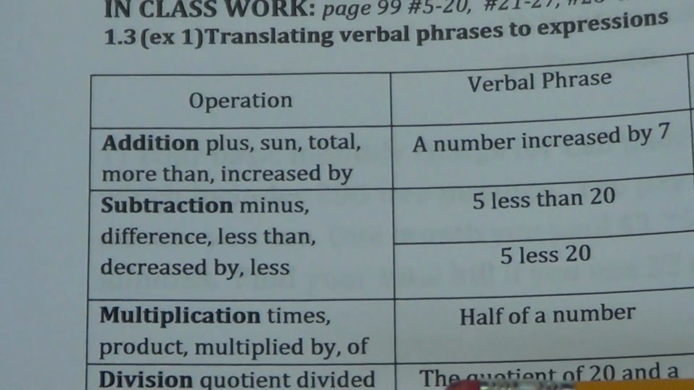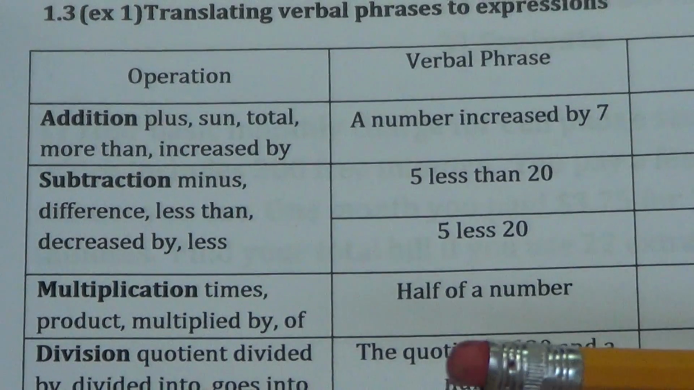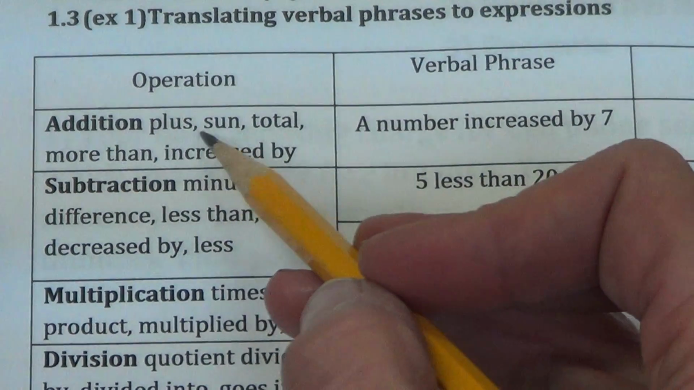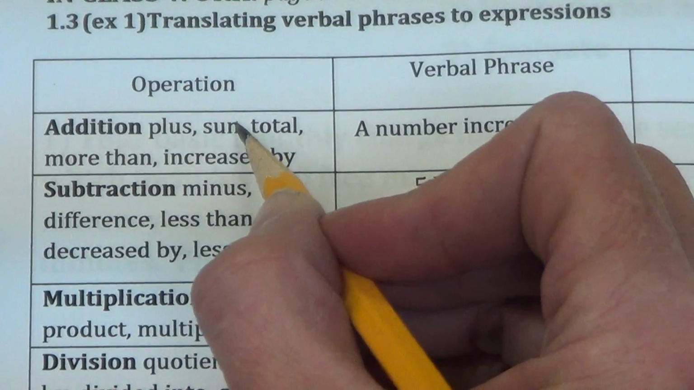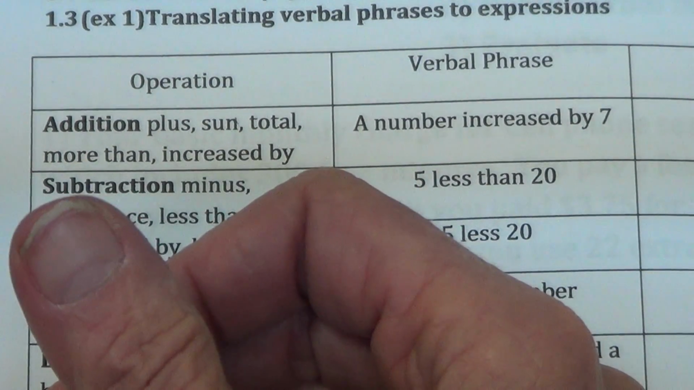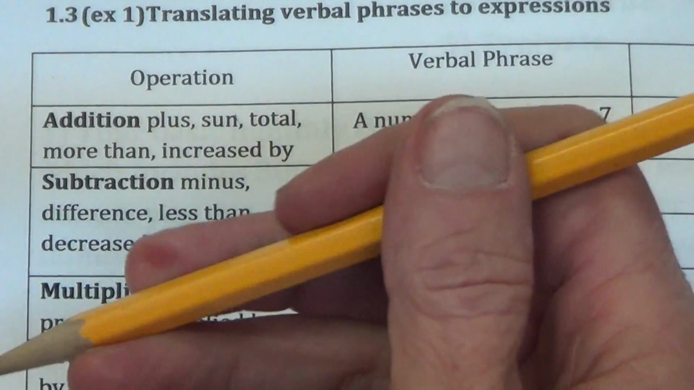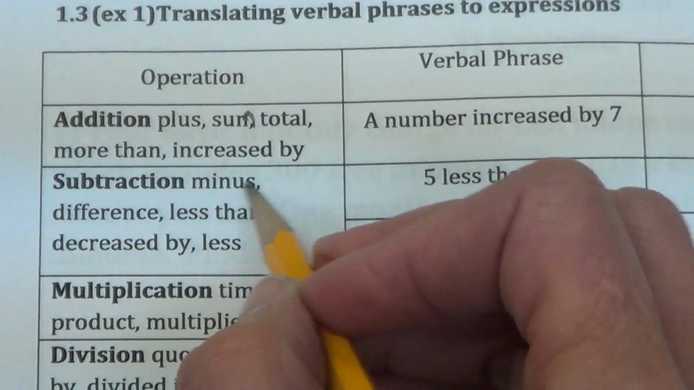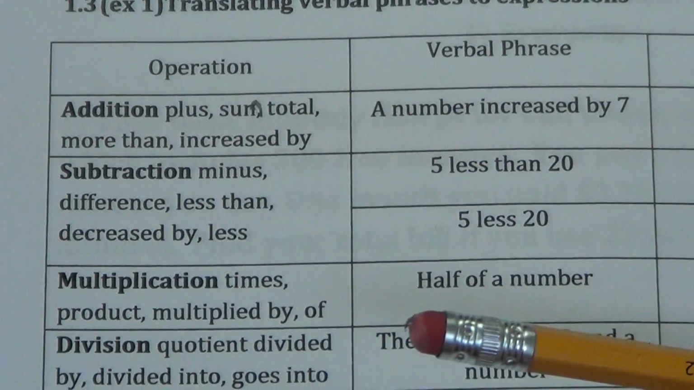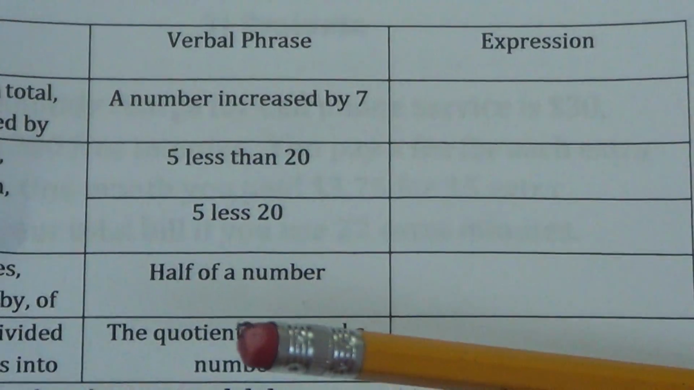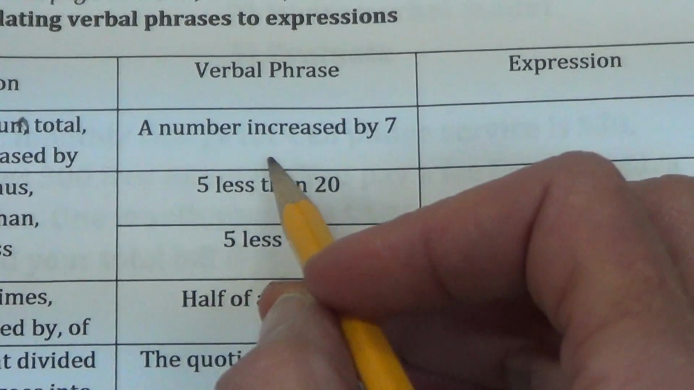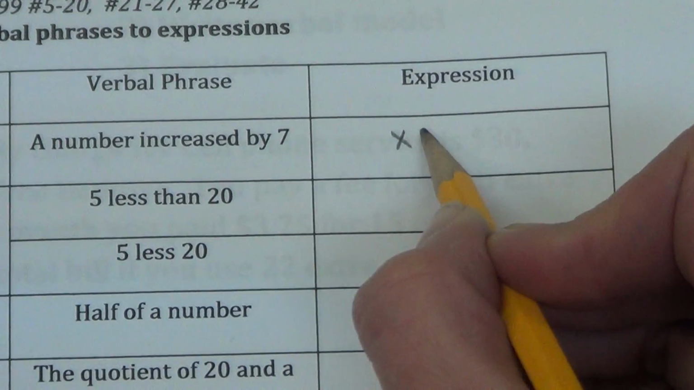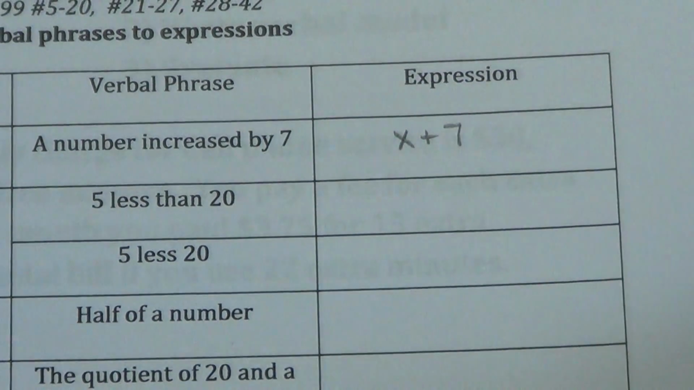Addition has a lot of different words that can be used. You could have the word addition, plus, sum, total, more than, or increased by. An example would be the phrase, a number increased by 7. The expression would look like x plus 7, or any variable that you wanted.